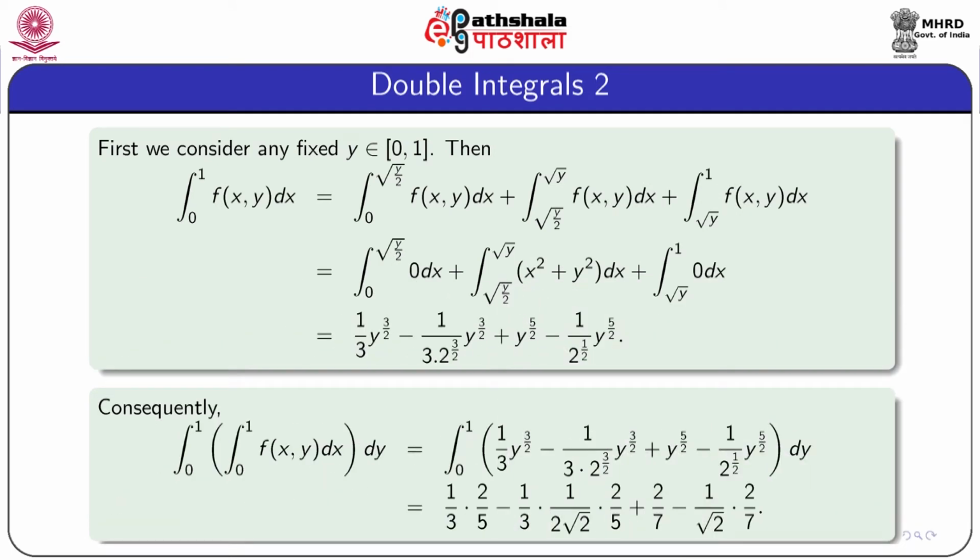First, we consider any fixed y in [0, 1], then the integral from 0 to 1 of f (x, y) dx. We divide the integral into three suitable parts. In the first and the third, the value of f (x, y) is 0, so only the middle one survives, and we have calculated it. Then we integrated it once again, now with respect to y, the limits of integral being 0 and 1, and we have calculated.